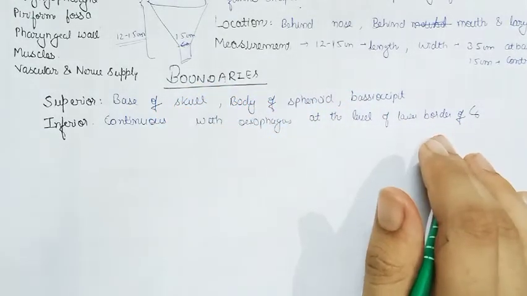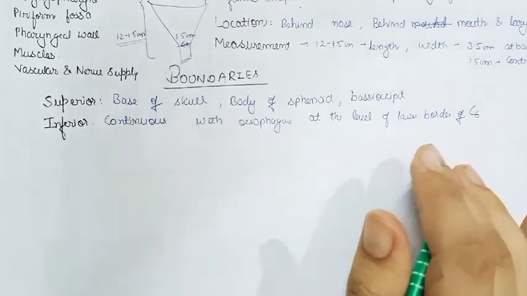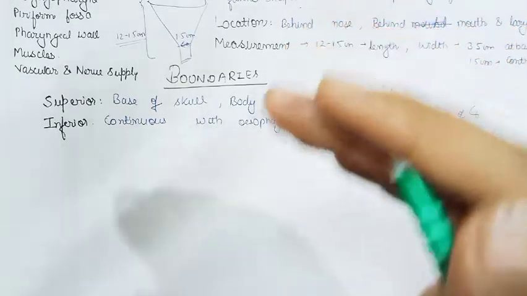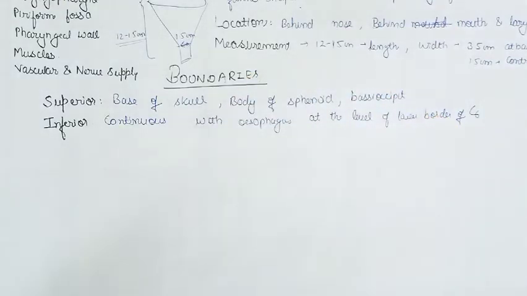Why is this important? Because when we talked about the esophagus, we mentioned that the esophagus starts at the lower border of C6 where the pharynx ends. So this was all about the superior and the inferior boundaries.